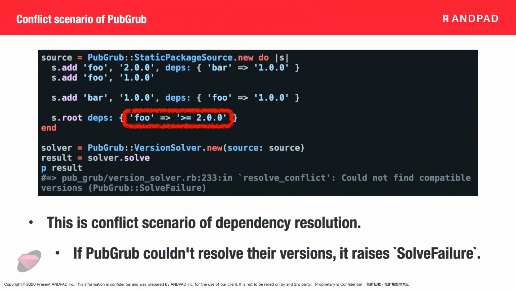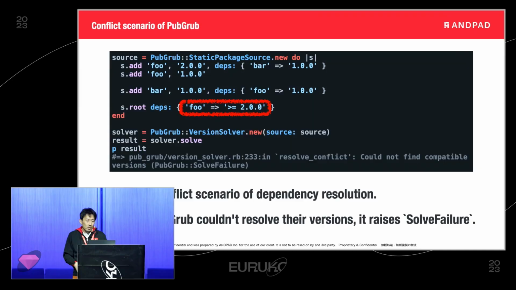So this is the next case. In the same list of gems as the previous slide, but we need to use foo version 2 or higher via the root method. So we can see PubGrub will return a PubGrub solver exception like this. So let's inspect this example.